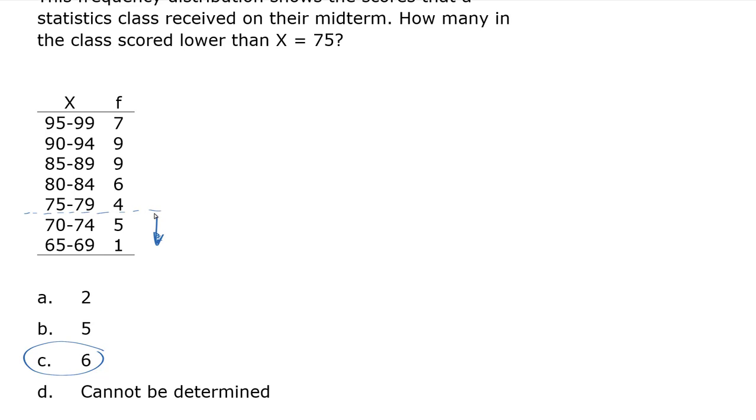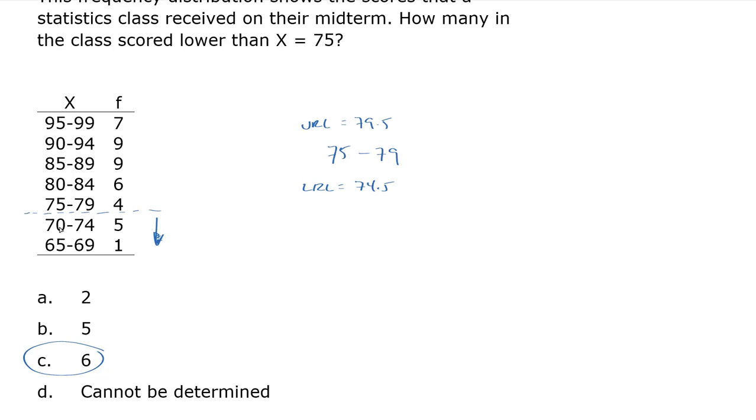But I do want to point out that this could be a little bit confusing. Considering that 75 to 79, that category, has a lower real limit of a half step below 75, so that's 74.5. And it has an upper real limit of a half step above 79, so the upper real limit is 79.5.